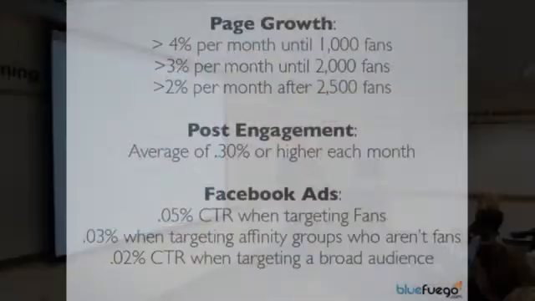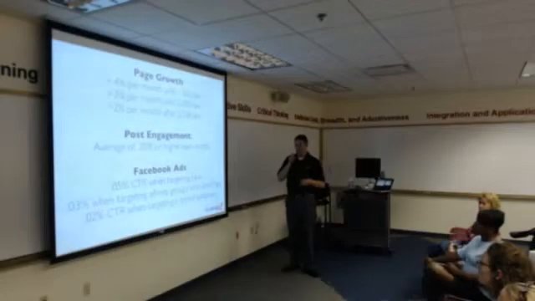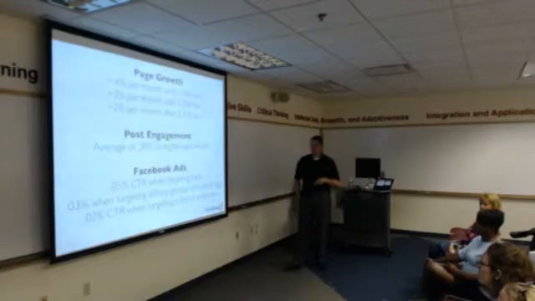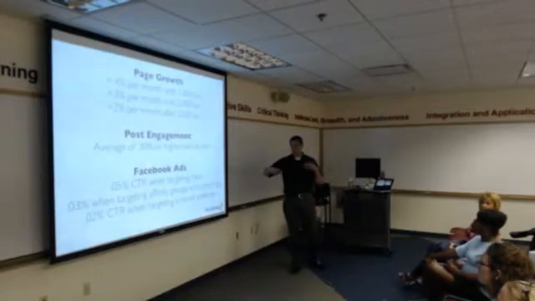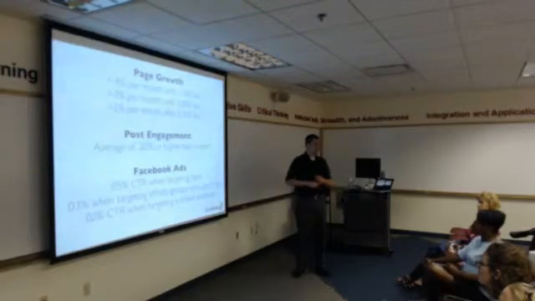And then Facebook ads, if we're targeting fans directly with an ad, we're looking for a 0.05% click-through rate. If we're targeting what we just call affinity groups, so they aren't fans currently, but they go here, or they have a friend on Facebook who's your fan, or there's some other affinity or connection to you, then we look more like 0.03. And then if you're just hitting a broad audience, throwing spaghetti on the wall, that's more like 0.02% click-through rate.